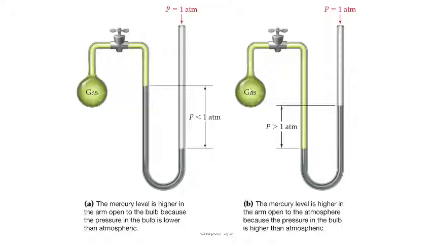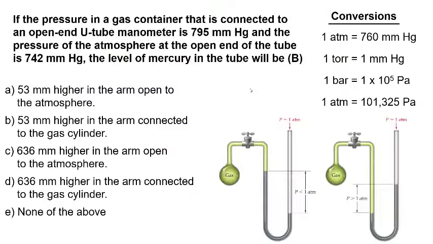Okay, so let's take a look at one of those problems and have you try to figure it out. The pressure in an open gas container that is connected to an open-end U manometer is 795 millimeters of mercury, and the pressure of the atmosphere at the open end of the tube is 742 millimeters of mercury. The level of the mercury in the tube will be what answer?